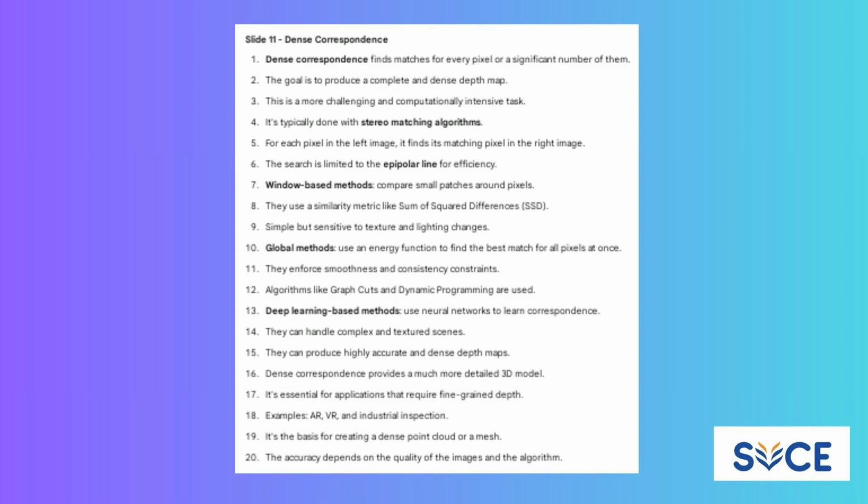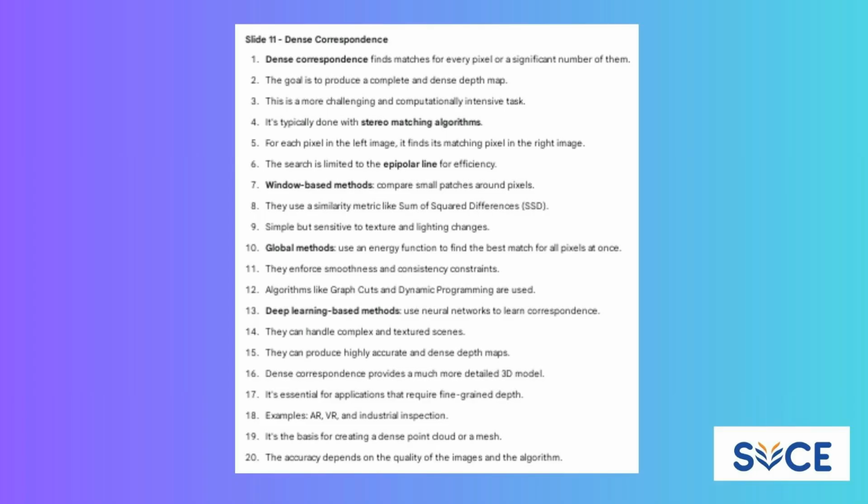So, early methods were often window based. They would compare a small patch of a pixel from one image to a patch in another using similarity metrics like SSD. These are simple but can struggle with repetitive textures or lighting changes.